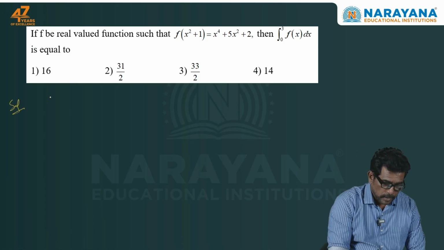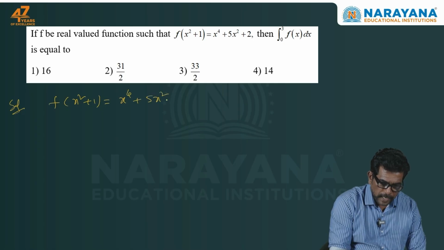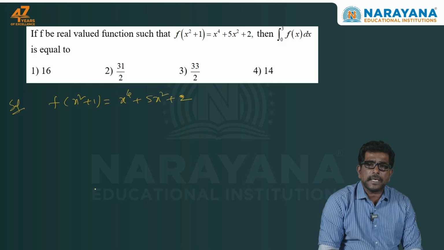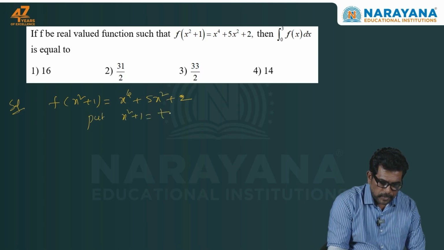In the solution, it is given that f of x square plus 1 is equal to x to the power of 4 plus 5x square plus 2. Now to find f of x, I am using substitution. Put x square plus 1 is equal to some t. By substituting x square plus 1 is equal to t, x square is equal to t minus 1.